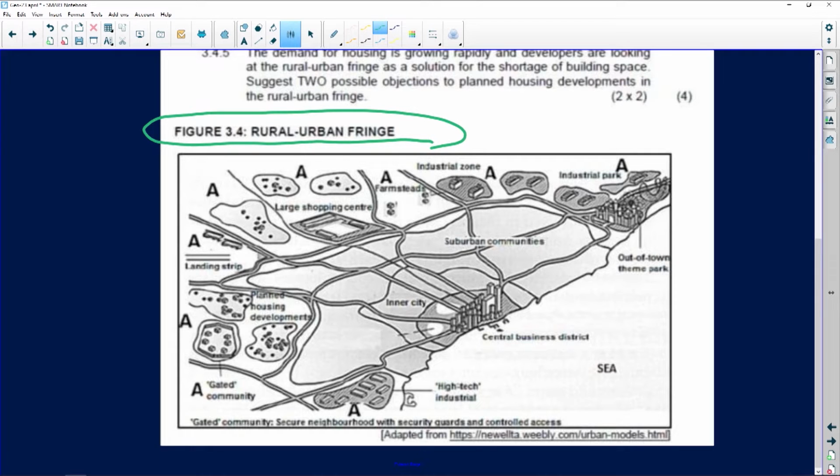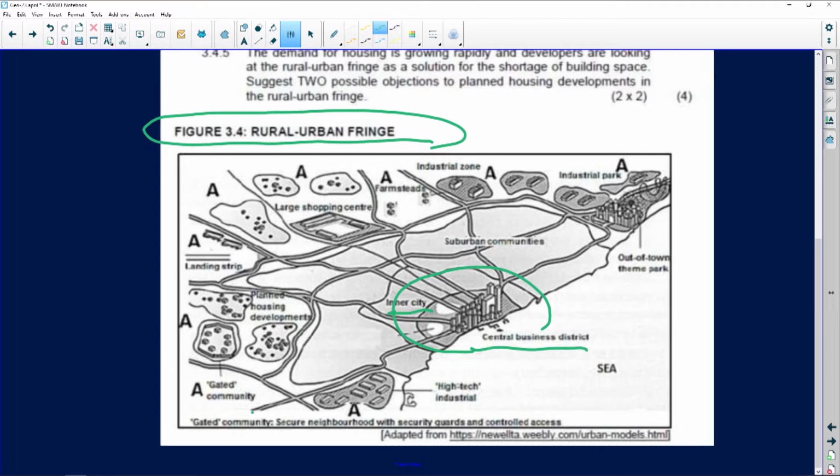First of all, let's just quickly identify what's been given to us on the diagram. Immediately I can spot the CBD, the Central Business District, and they've mentioned it's the inner city. If you look at the characteristics of the CBD, it's the most accessible place in an urban settlement. You can see that all the major routes lead to the CBD.